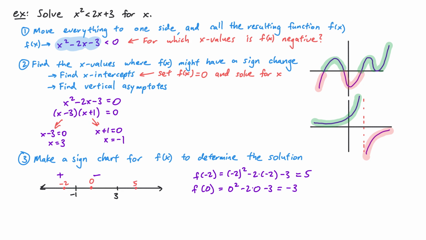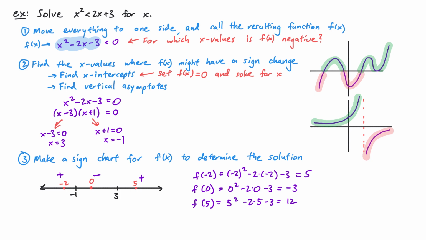Take 5, plug it into your function. f(5) would be 5 squared minus 2 times 5 minus 3. You can type this into your calculator if you like, and if you do, you end up with the output 12. Now 12 is a positive number, so on this interval, we're going to draw a plus sign. So what this tells us is that for all x values that are above 3, if we plug them into our function, we'll always end up with a positive output.